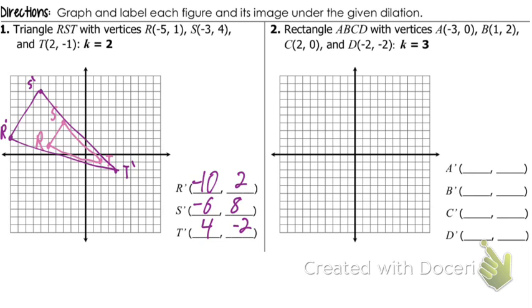Okay, let's go ahead and go up here. So rectangle A, B, C, D: negative 3, comma 0 for A, 1, comma 2 for B, C is at 2, comma 0, and D is at negative 2, comma negative 2. And here our scale factor is 3, so we multiply everything by 3. So negative 9, comma 0, 3, comma 6, 6, comma 0, and negative 6, comma negative 6.